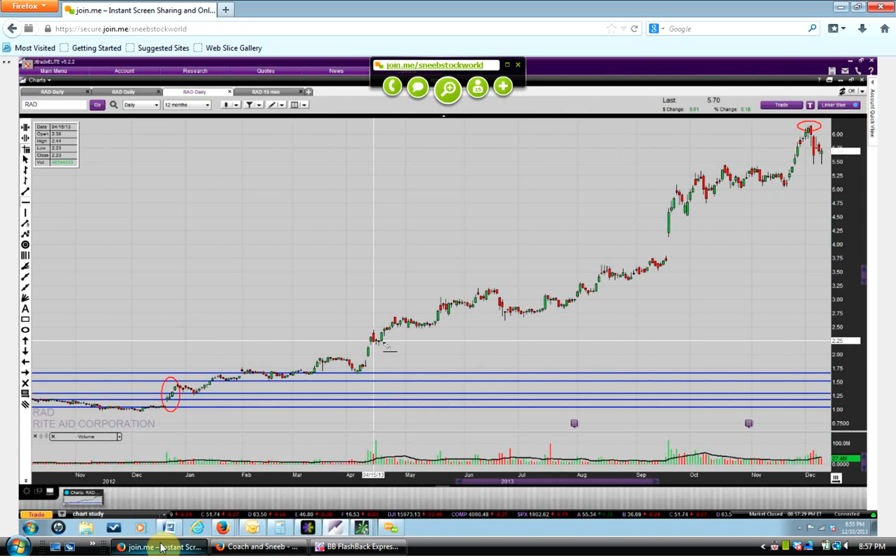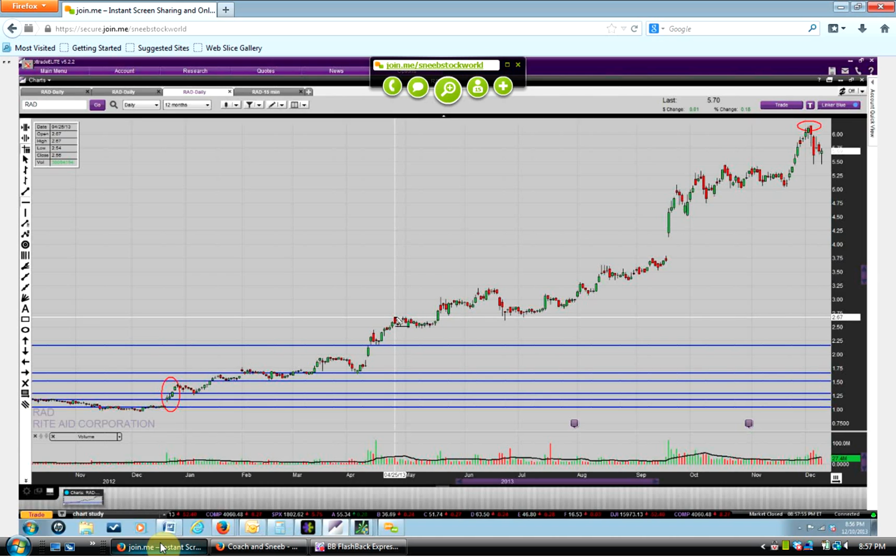Now, this really isn't a pullback. This is consolidation, right? But we start moving again, and we make a higher high, don't we? So even though it's consolidation, see these gaps? Even though it's consolidation, we started moving from it. So that's a new low, isn't it? Because a higher high was made.